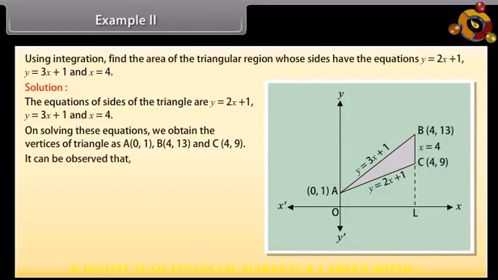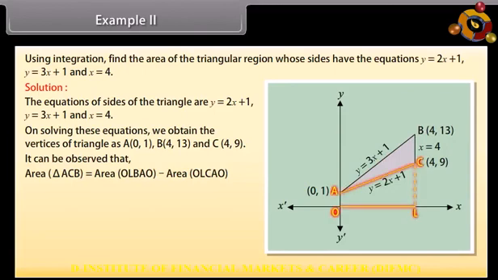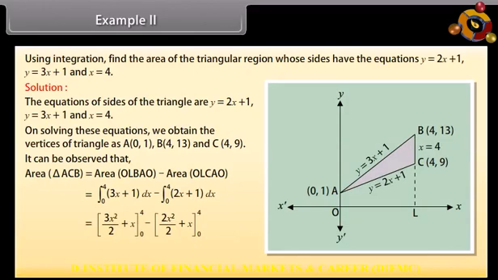It can be observed that area of triangle ACB equals area of OLBAO minus area of OLCAO. Integral from 0 to 4 of 3x plus 1 with respect to x minus integral from 0 to 4 of 2x plus 1 with respect to x. By solving we get area of triangle ACB equals 8 square units.